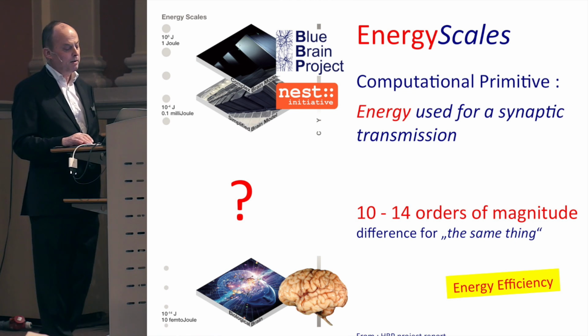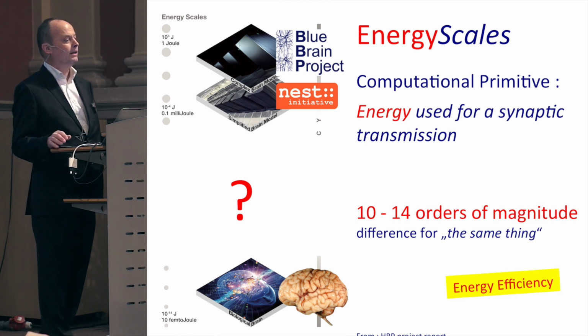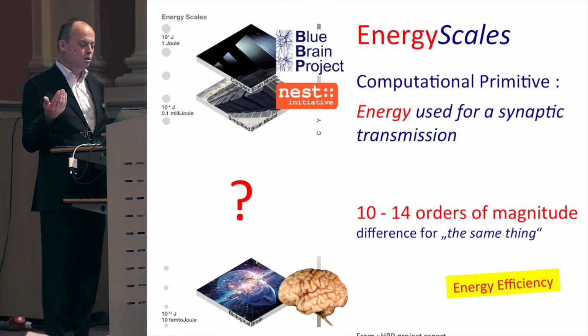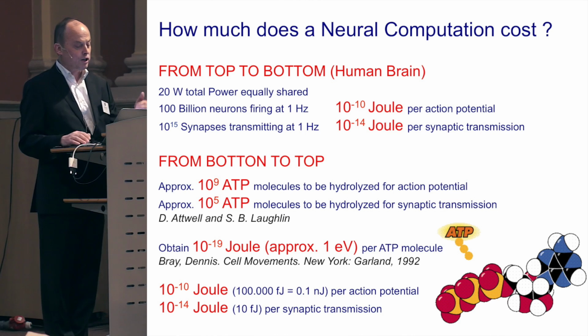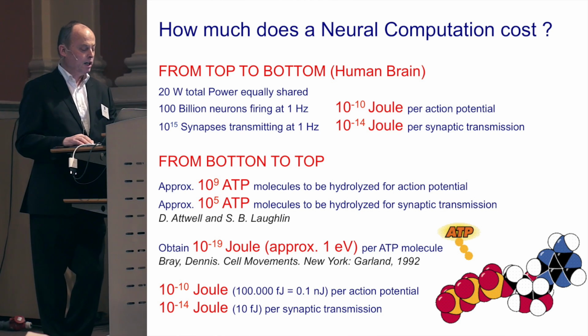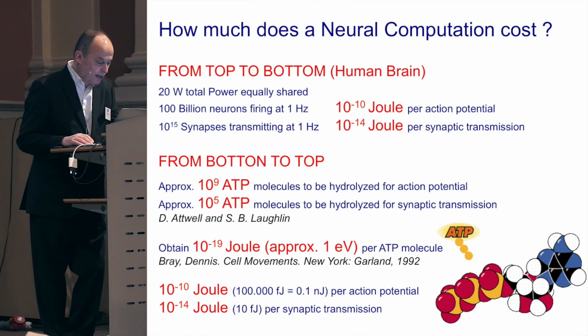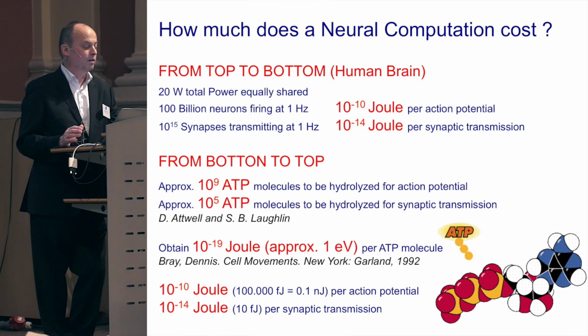And of course, the immediate question is, how can that be? And the explanation is actually relatively simple. Do we understand how much neurocomputation costs? Yes, it's actually very easy to calculate. You can do that either top to bottom by using the total brain, which is 20 watts, a good assumption, and divided by the activity, and you end up with 10 to the minus 10 for an action potential, and that's always joule, and 10 to the minus 14 for the synaptic transmission.